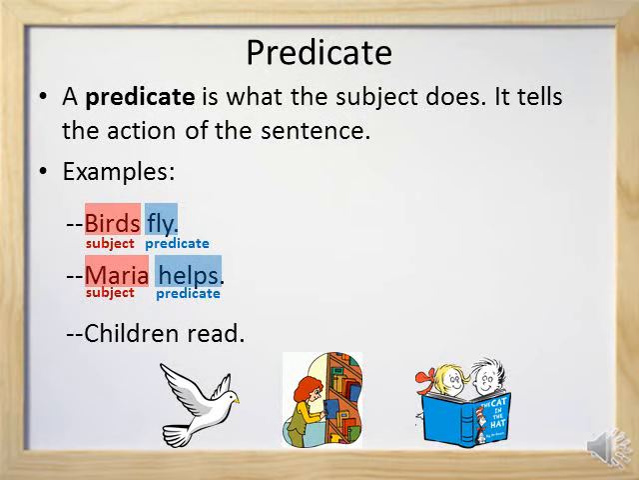Finally, children read. Who or what is the sentence about? Children. So children is the subject. And what action do the children do? They read. So read is the predicate.